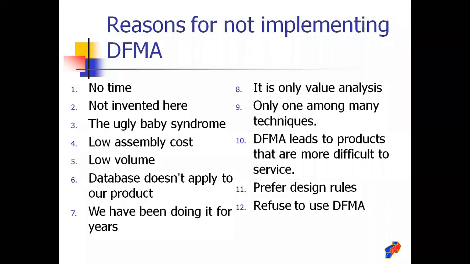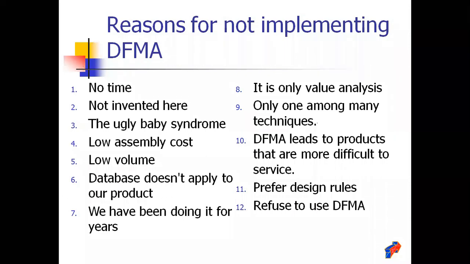It is only value analysis. Ninth one, only one among many techniques. For example, there are many techniques like DFMA, for instance, like Six Sigma. Various operational research programmings are there for implementing. So some companies find other techniques suitable. When there are many techniques like DFMA, companies go for other techniques. They think that is better than the DFMA. That is also a reason for not implementing DFMA.